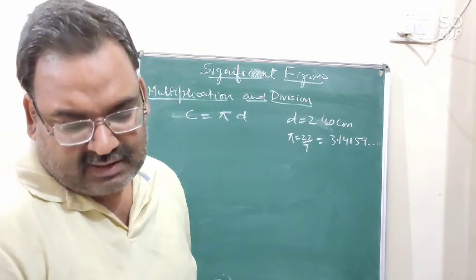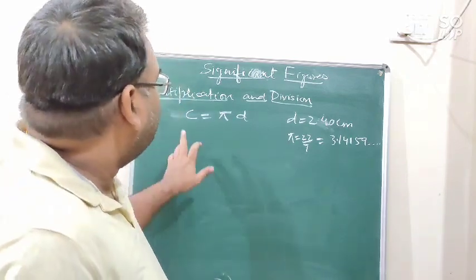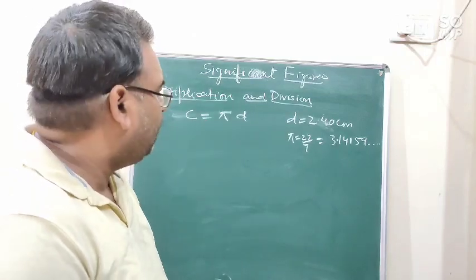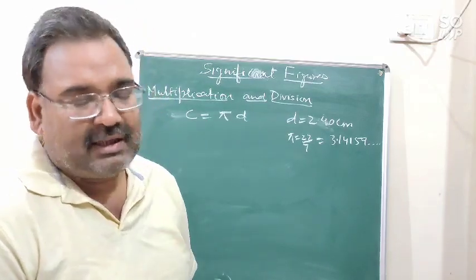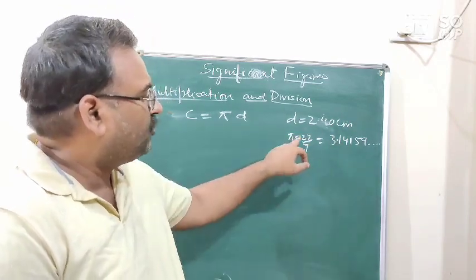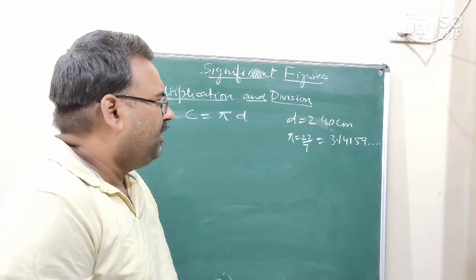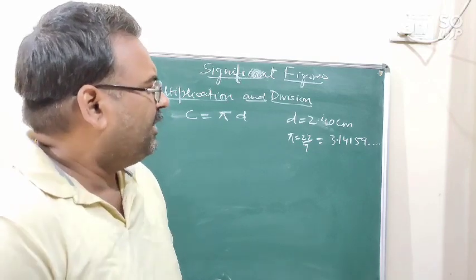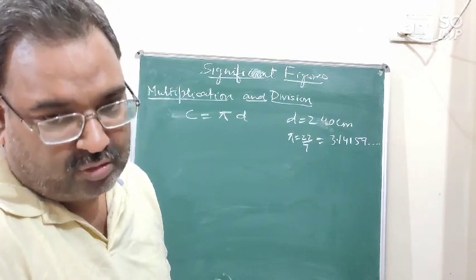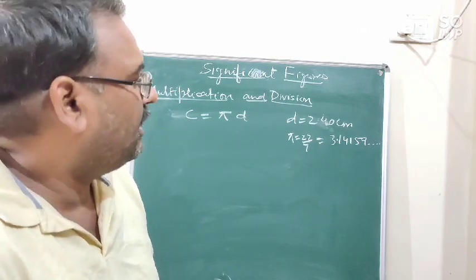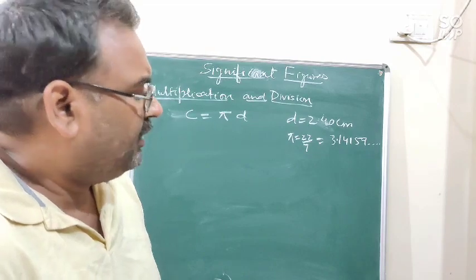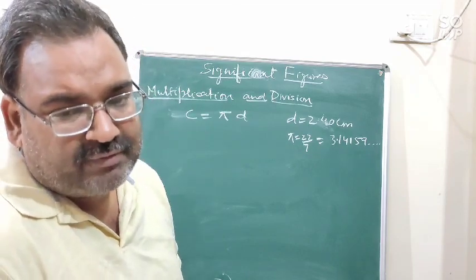we have another example. We'll find out the circumference of a wire. Circumference of a wire is given by the formula pi d. Let the diameter of the wire be 2.40 centimeter and the value of pi is 22/7. 22/7 can be written as 3.14159 and so on. Okay, so there can be many more digits in the value of pi. So what do we have to do? We have to approximate the value of pi.